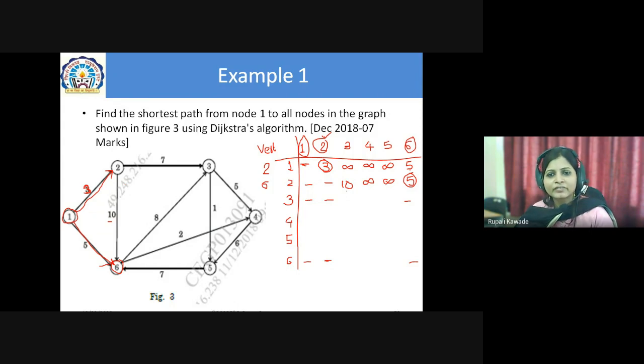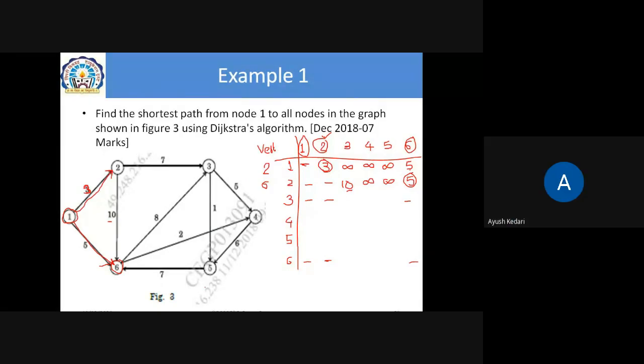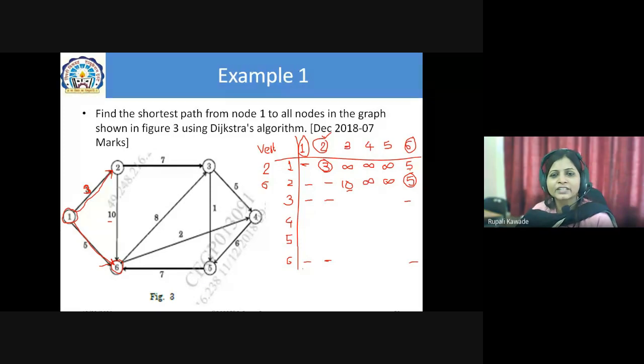But what is the previous distance present here? 10. Okay. If the previous shortest path up to 3 is 10 and the new path length is 13, which one will we keep? 10, right? So where is that 10? 10 is via 2. So we will keep the 10 as it is. We will not update it, right?